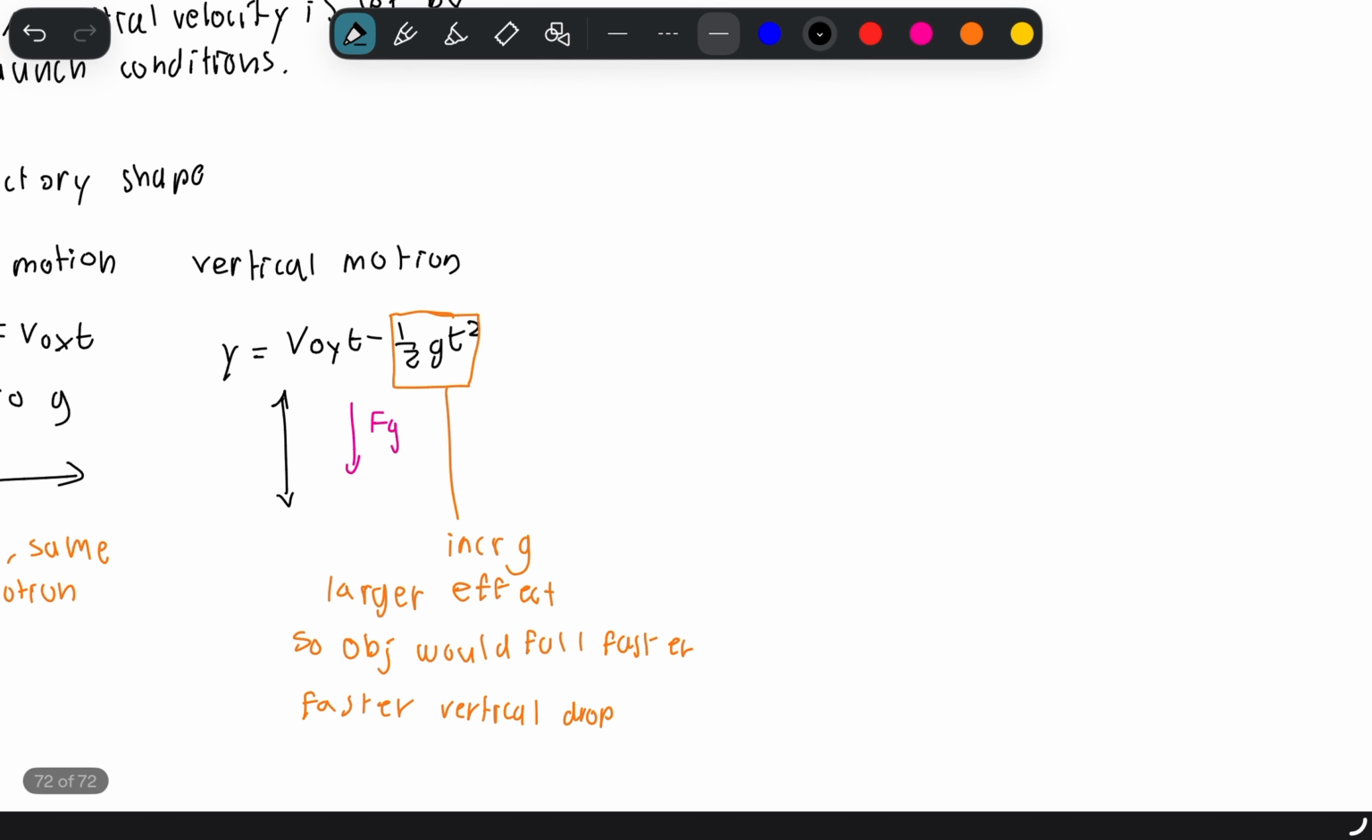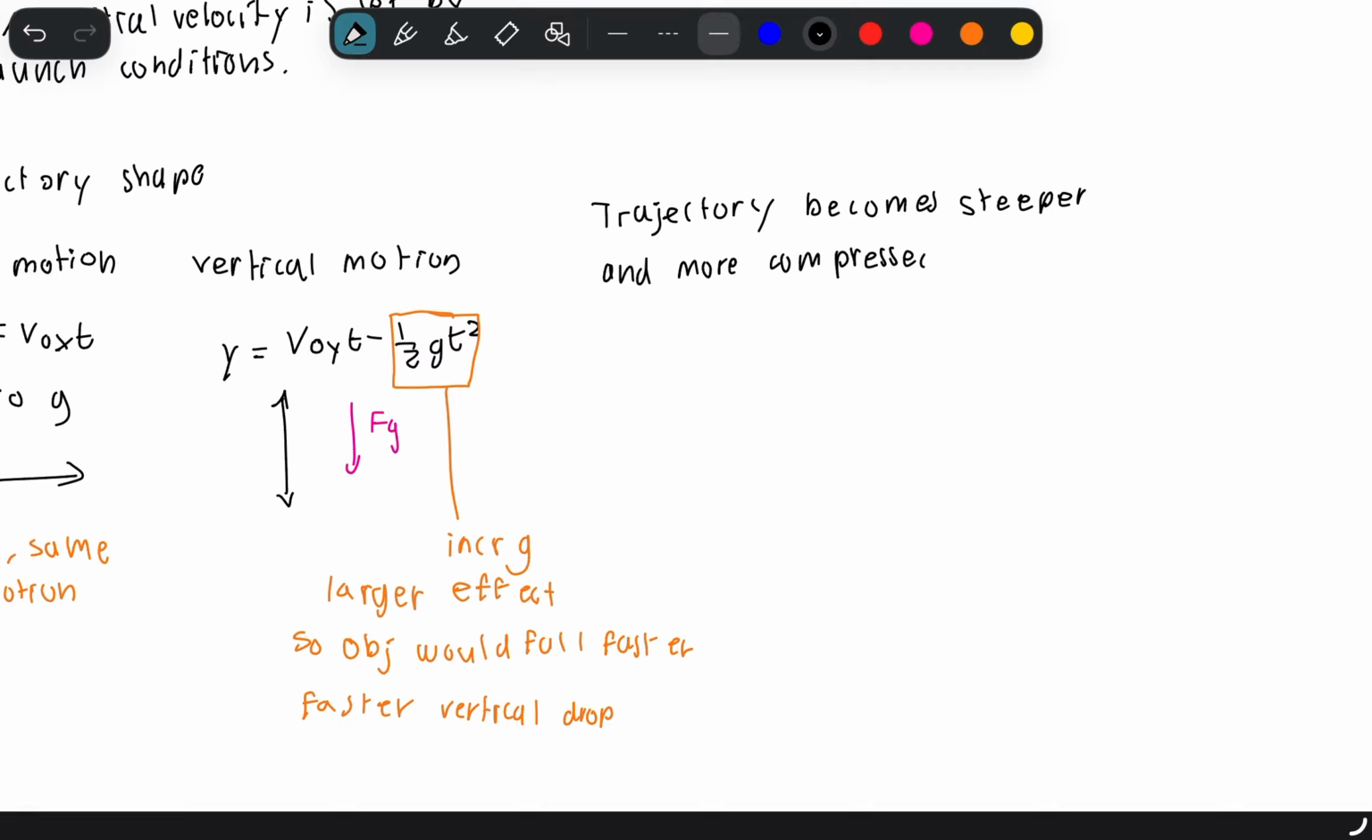So our answer is going to be that our trajectory becomes steeper and more compressed. And what that means is that in the same range, right, you would have something like this. But then in that same range, it would become something like this. So one is really steep, one is less steep.